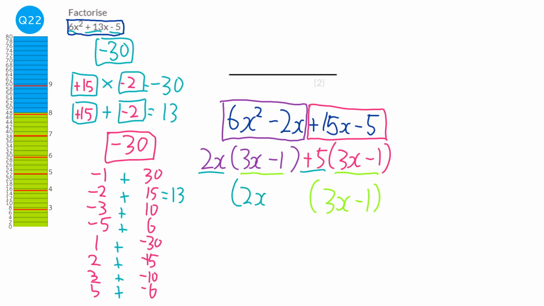So 2x plus 5, we put them together. So in total, we have the first bracket, which is 2x plus 5, and the second bracket, which is 3x minus 1. And actually, the brackets can be either way around.